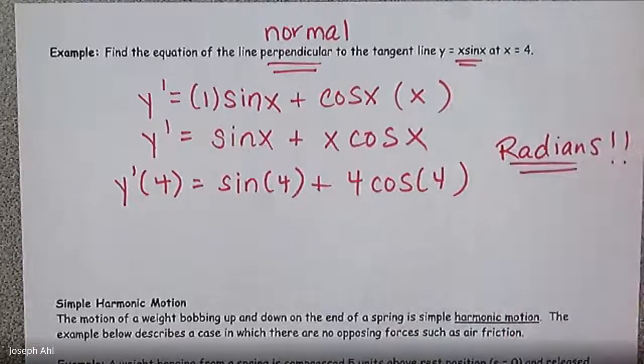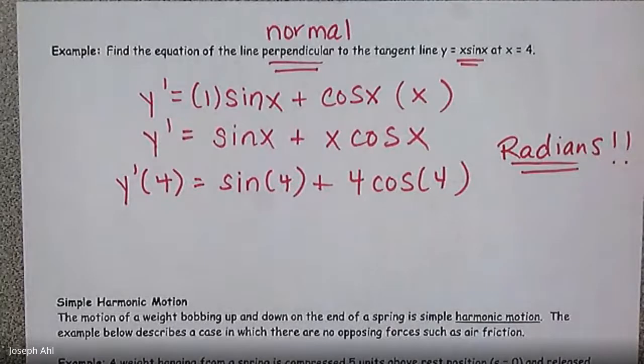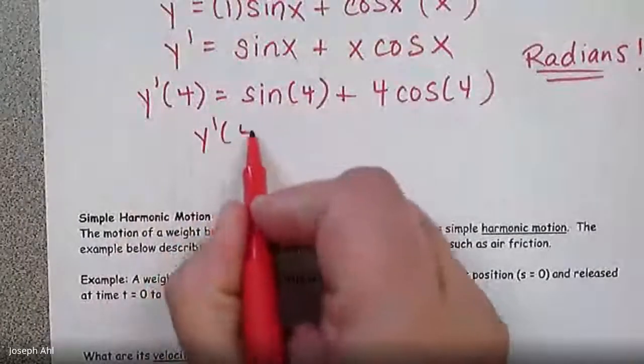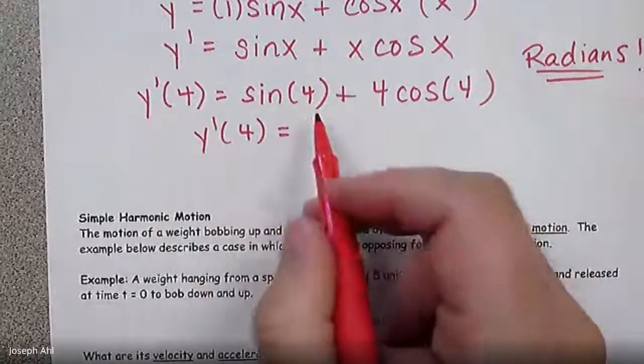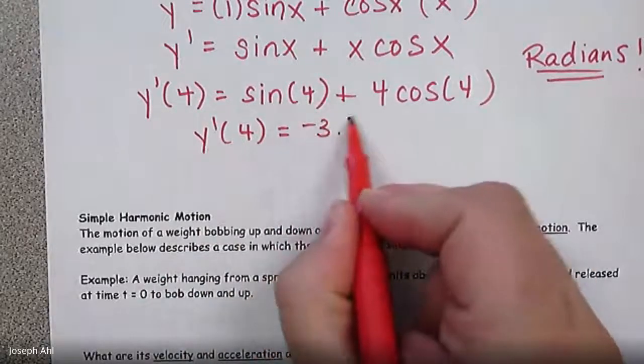Okay, please make sure that you're in radian mode still, right? Okay, we're not talking about 4 degrees here, 4 radians, which is a little bit bigger than pi. So it's somewhere in quadrant 3 if we're talking about that angle. And if you're in radian mode, just quickly on the calculator, you should get y prime of 4 is negative 3.371.